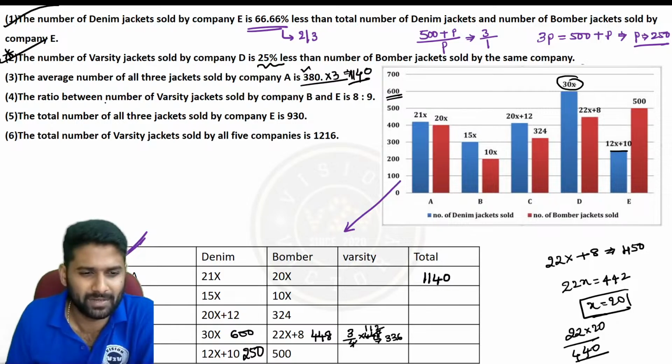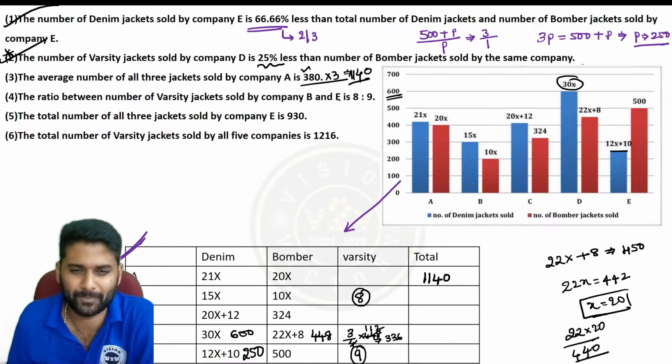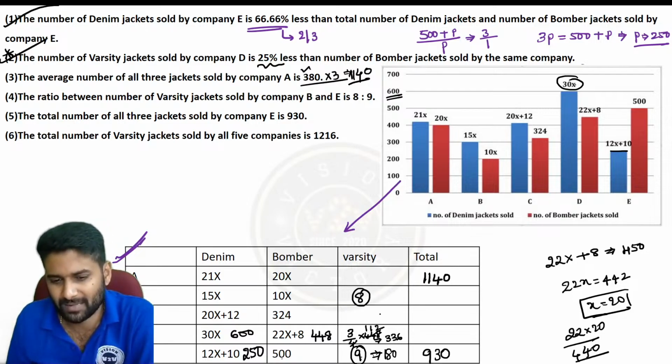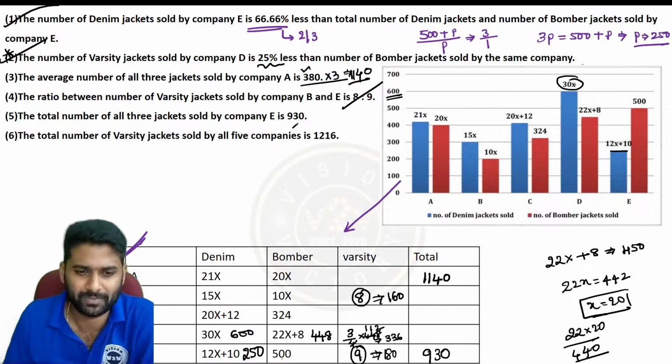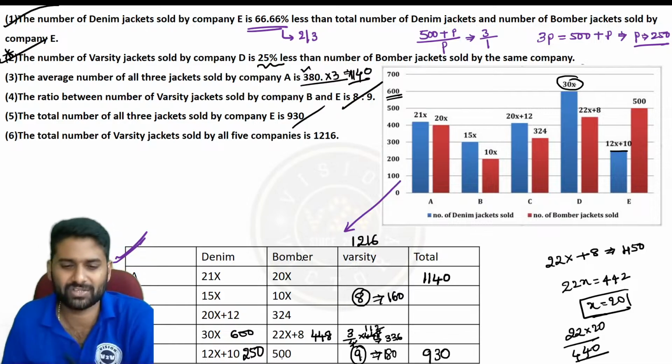Next value, the ratio of varsity jackets sold by company B and E. So B and E is 8 is to 9. If B is 8 units, the E value should be 9 units. The total number of all three jackets sold by company E is 930. You already know that 250 plus 500 is equal to 750. So definitely this value should be 180. If 9 becomes 180, then 8 becomes 160. Yes, we got this information. Now the sum of all these varsity jackets is exactly equal to 1216. So that is the total value.